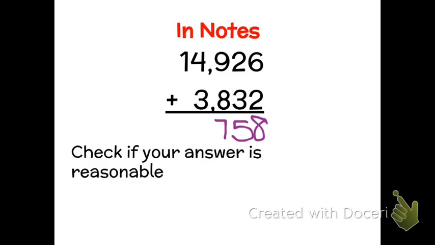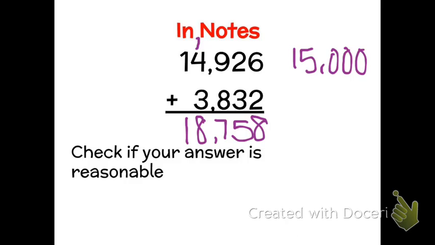I write down my 7, I carry my 1. 4 plus 4 would give me 8, and I bring down my 1. So I have 18,758. So again, if I check if I'm reasonable, I always want to rewrite my reasonableness problem over here, which means I'm estimating those answers.